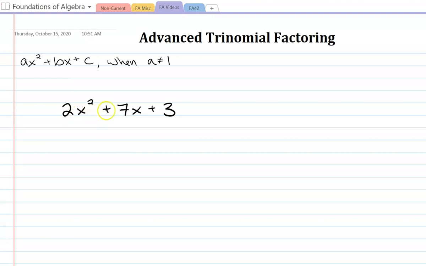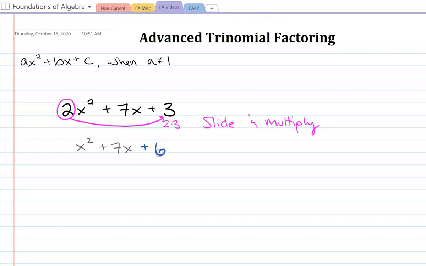So what we're going to do is take it and slide it over and multiply. Alright, so we're going to do 2 times 3. We'll have x squared plus 7x plus 6. Well, now it is identical to what we were doing before. So we're looking for factors of 6 that add to 7.